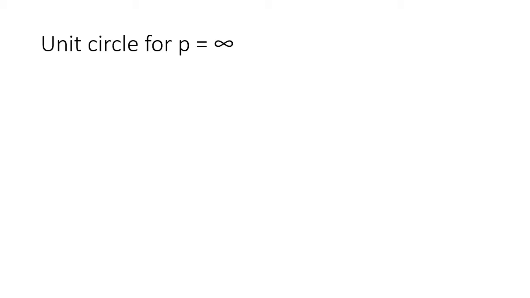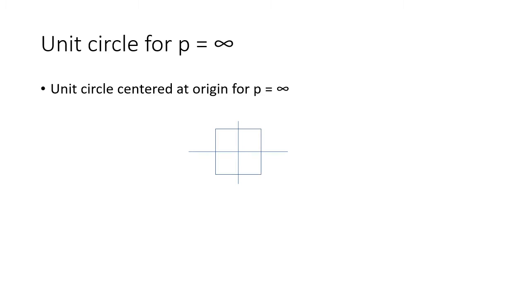So let's consider the unit circle for p equals infinity. Again, we want a unit circle centered at the origin. And when we look at the unit circle centered at the origin, it turns out to be a square again, but this time those 4 points that we talk about, (1, 0), (0, 1), (negative 1, 0), and (0, negative 1), are still on the circle. Again, using circle in the context of what it would be in this case.